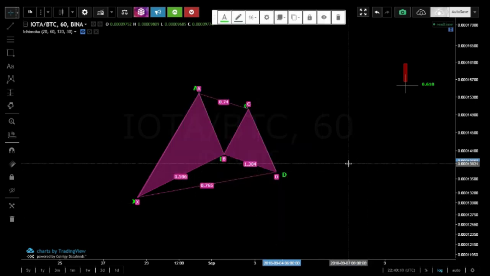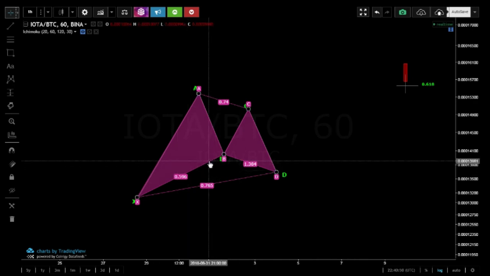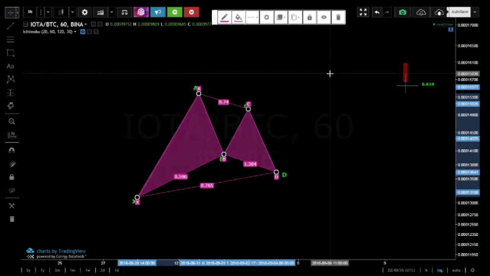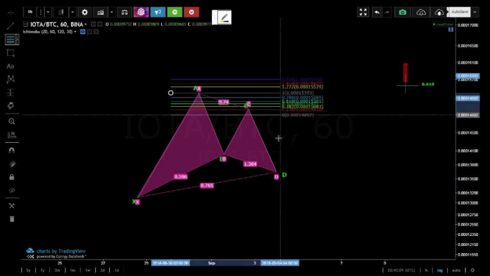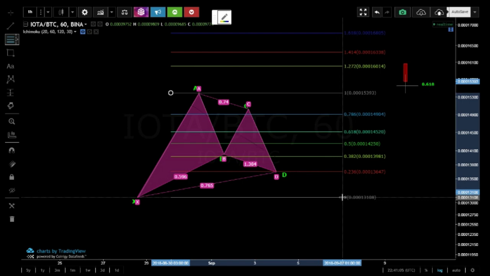So when you have this, the next step is to do what? To find out at what point you should take your profit. At what point should you take your profit after you must have bought at this point? You take your Fibonacci retracement levels from the A leg down to the X leg.